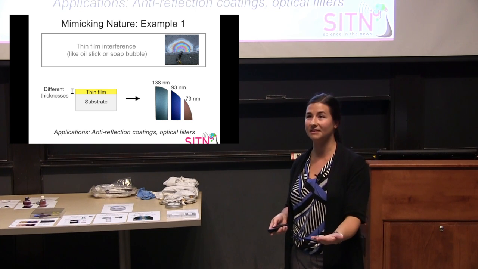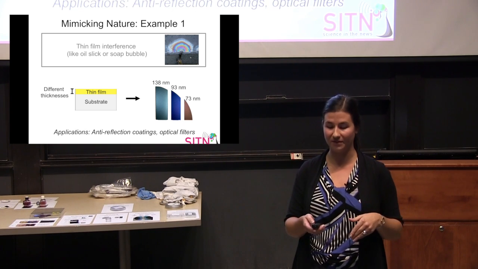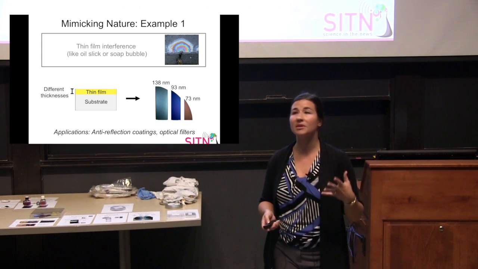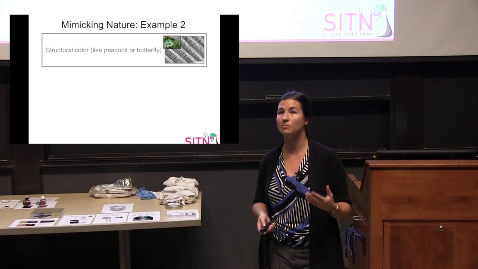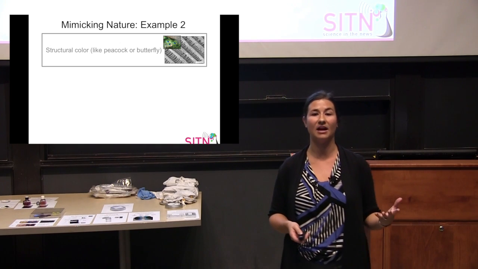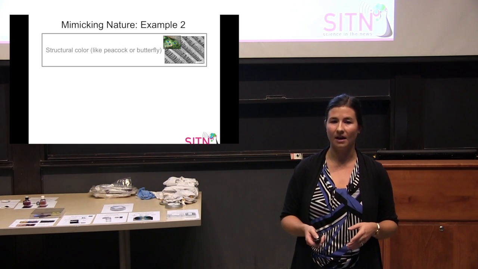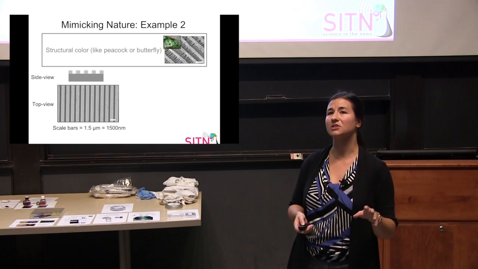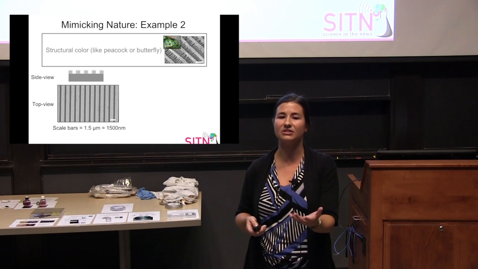This is one way you can make them reflect or transmit certain wavelengths of light. The second example I want to go through is something more like structural color, like the peacock or the butterfly that we talked about. And here's an example of a structure that is simplified but looks very similar to these structures.